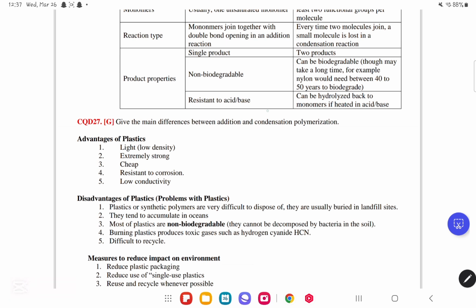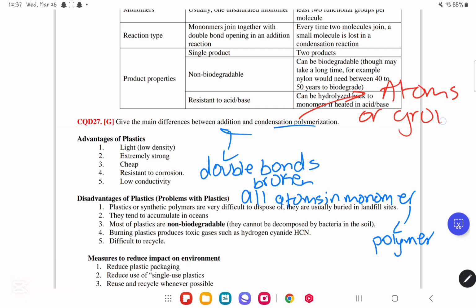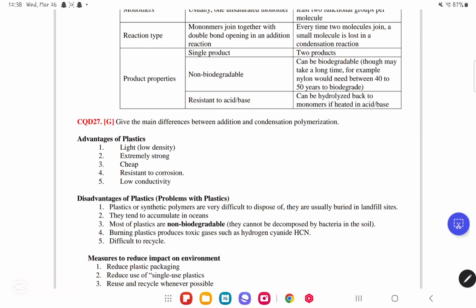They said give the main differences between addition and condensation polymerization. In addition, the double bonds are being broken and all atoms in the monomer can be found in the polymer. Whereas in condensation polymerization, atoms or groups of atoms are eliminated, and some are lost as byproduct. So that's very simply it for CQD number 27.